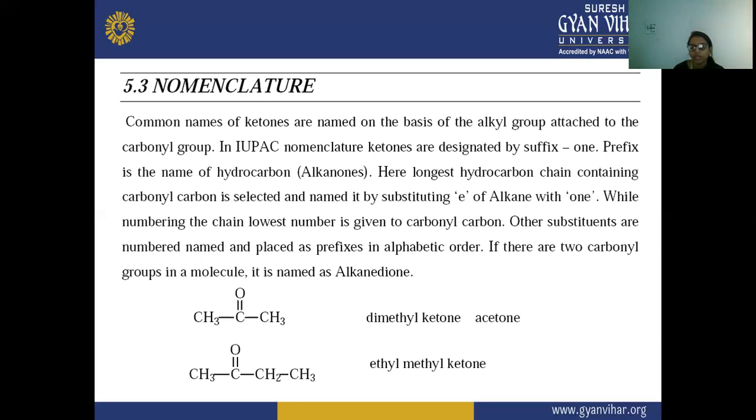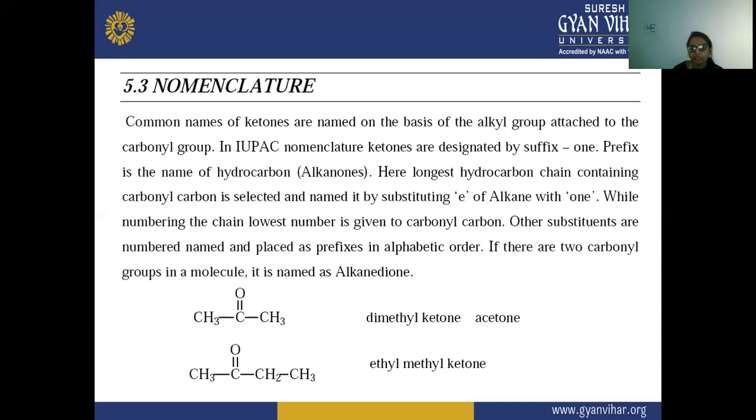If there are two carbonyl groups in a molecule, it is named as alkanedione. So if two ketone groups are present, or you can say the carbonyl group, that is C double bond O, is present in a chain two times, then we have to name it as alkanedione.